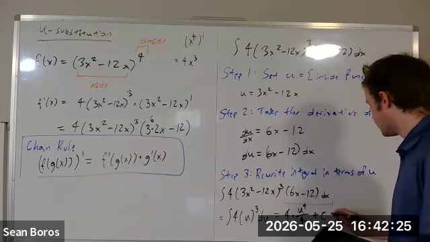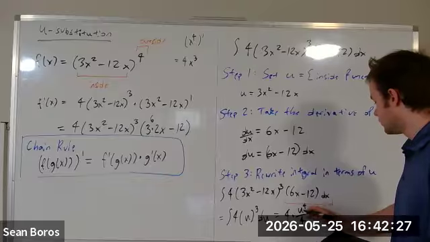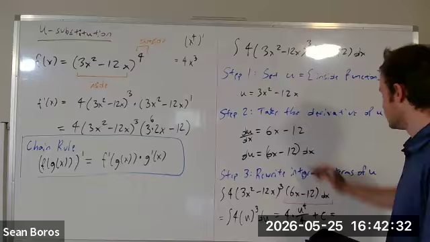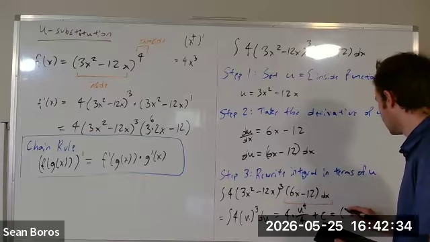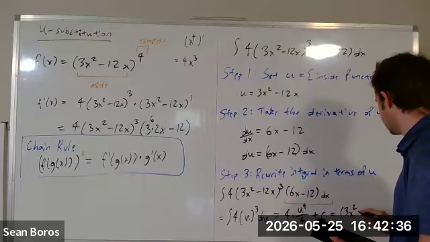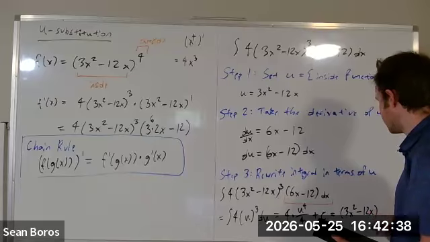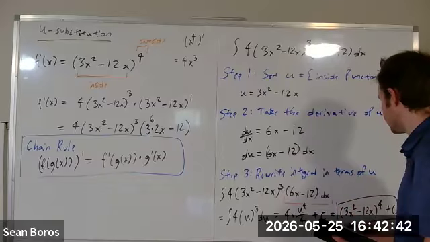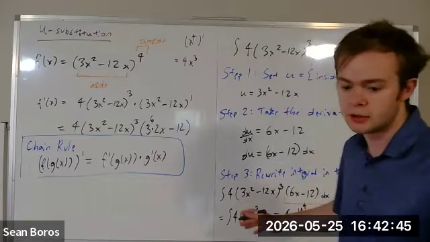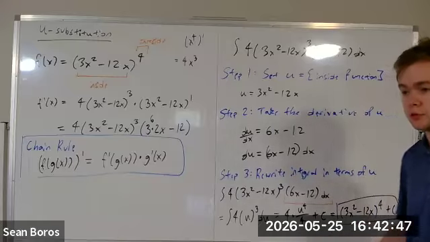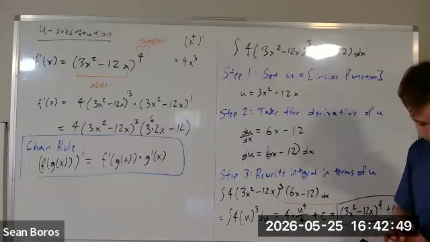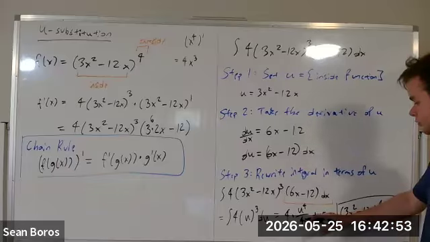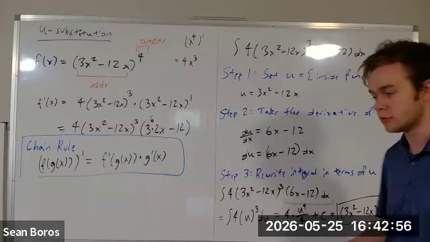And the last step is to replace our u's. So u to the fourth, we can replace with whatever we said u was. So we can replace that with 3x squared minus 12x to the power of 4, plus c. And this would be our final answer. So I didn't write it out here, but step 4 would be replacing u in your original. So you replace all the u's with something in terms of x.